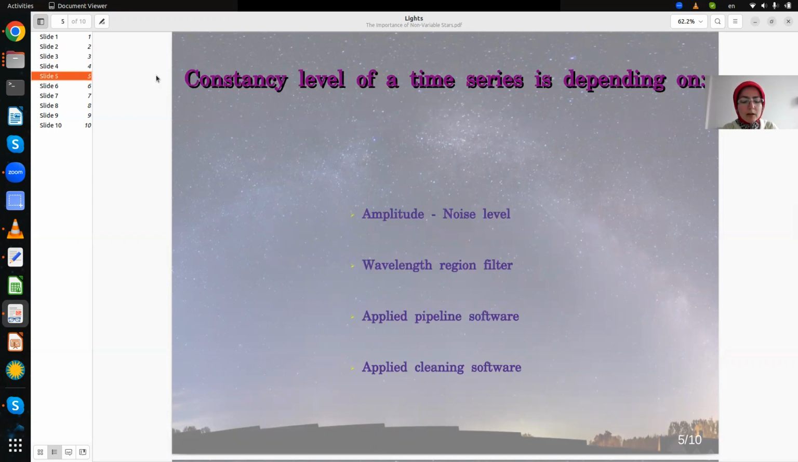The constancy level of a time series depends on frequency range, amplitude, noise level, wavelength region, filter, applied pipeline software, applied cleaning software, time basis of the observations, and applied time series analysis method.